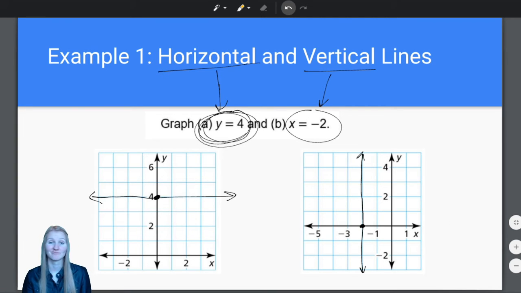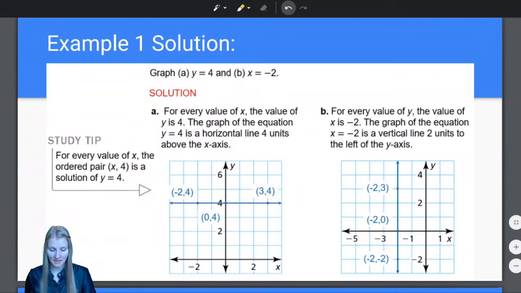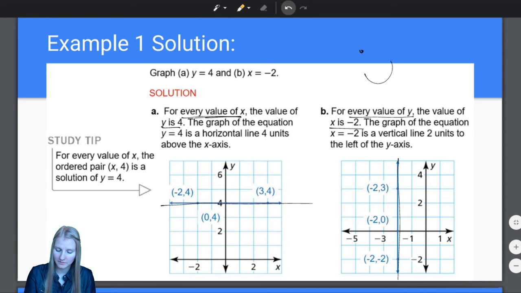There you go. That's example 1. Let's check and see if we were right. For every value of x, the value of y is 4. We talked about that. X can be anything it wants, but y is 4. So we have a ton of points up here. And y can be anything it wants, but x is -2. So there we are. Wonderful. We did the same thing.